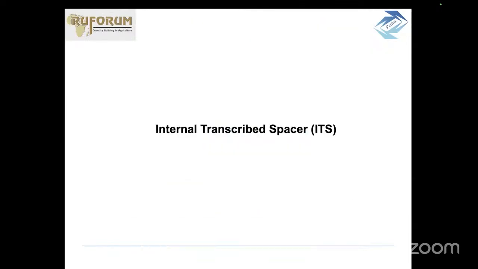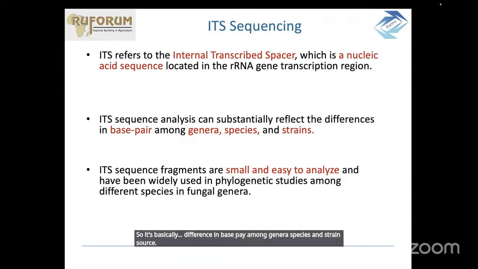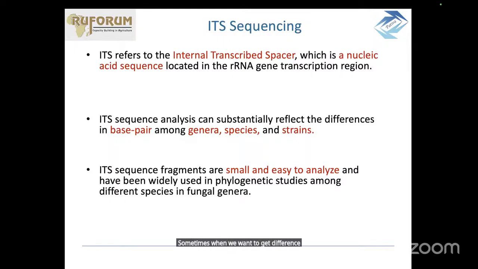The last marker is the internal transcribed spacer. It's called ITS. This is located in the ribosomal RNA gene transcription region. It's basically differences in base pairs among genera, species, and strains. So sometimes when we want to get differences in genera, species, or strains, we use ITS. It's very easy and small to analyze. It has been used mainly for different species in fungal genera. So people who work with fungi mainly use ITS markers. A lot of them use ITS markers.